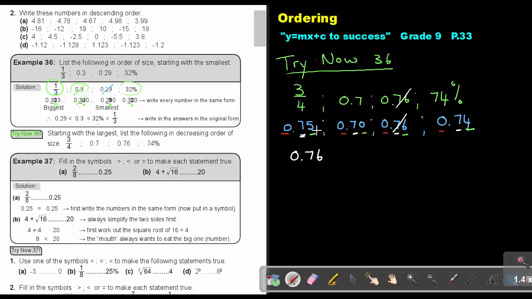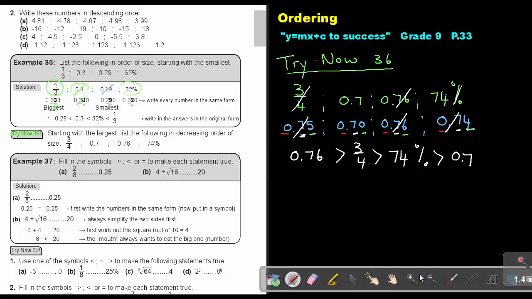It's the one with the 5. Don't write 0.75. Write the original form, and that is 3/4. Scratch it. And then which one? 0.74, and that's 74%. Scratch it. And then the last one is 0.7. And that will be in descending order. If I want to put inequality signs between them, I will put them like this. The mouth, again, looks towards the biggest one.